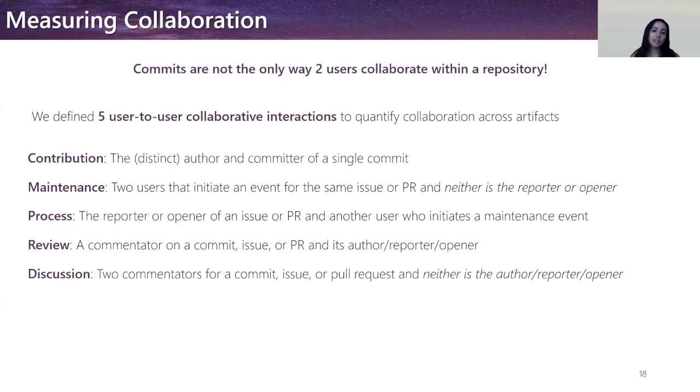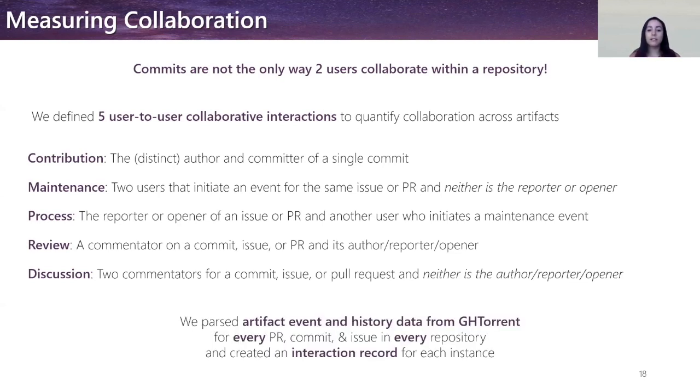A process interaction is between the reporter or opener of an issue or PR and another user who initiates a maintenance event. So for example, the owner of the issue and the person who's adding a label to it. A review interaction is between the author, reporter, or owner of an artifact and someone leaving a comment. And a discussion interaction is between two commentators from one of these artifacts where neither of them is the author.